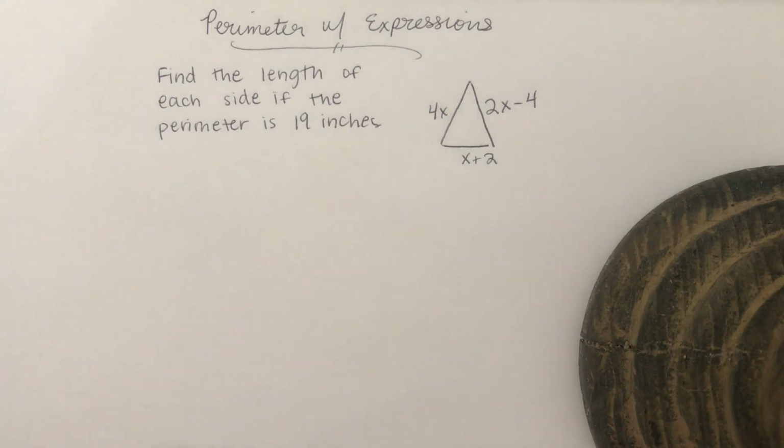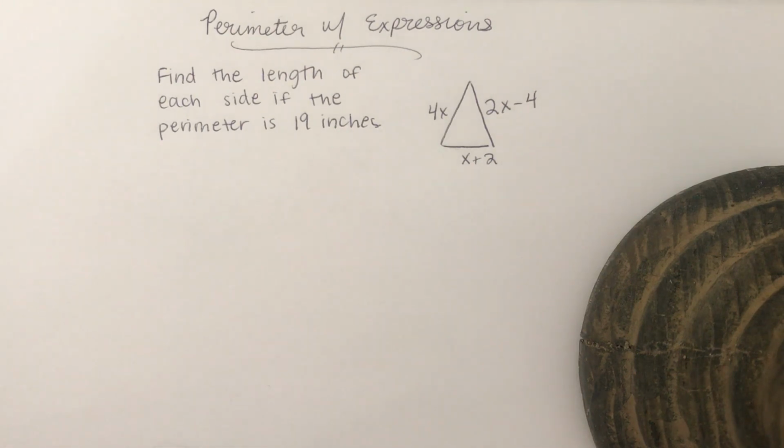Alright, so the directions to this problem say find the length of each side if the perimeter is 19 inches. So we're still dealing with perimeter, which is an idea we've been talking about now for the last 3 weeks. We're going to look at a different problem that deals with perimeter, but we need to keep in mind what perimeter is, which is the total distance around a figure.